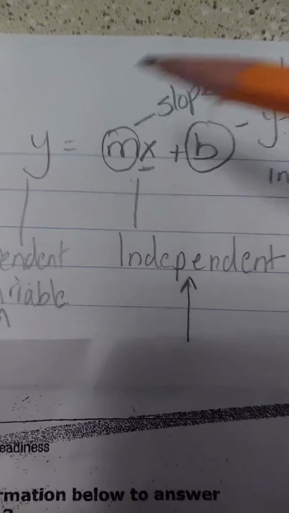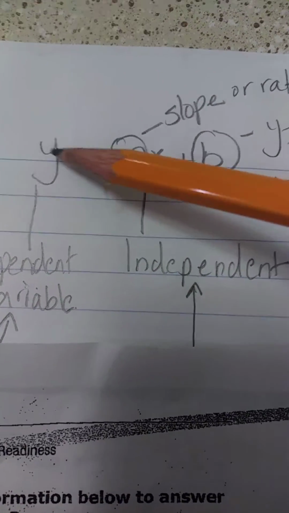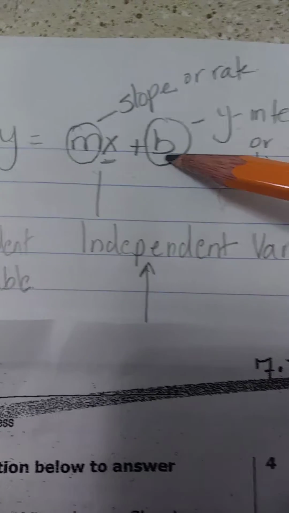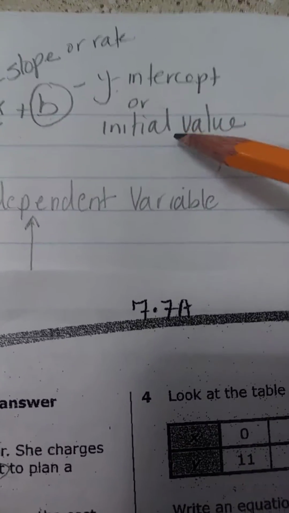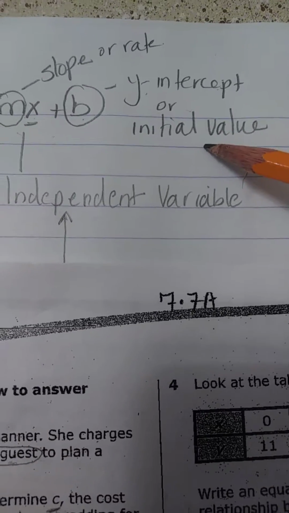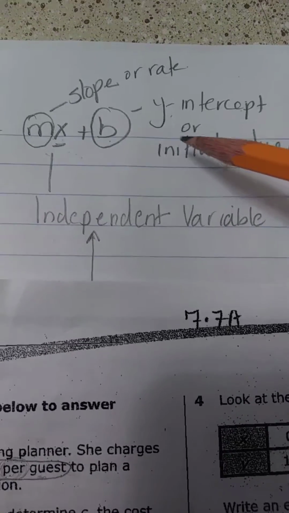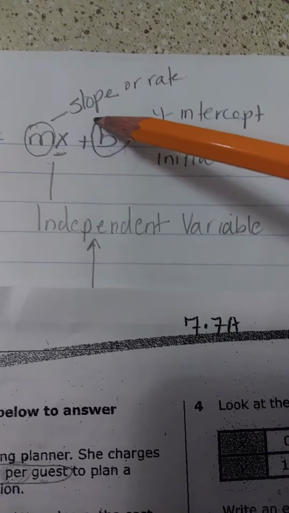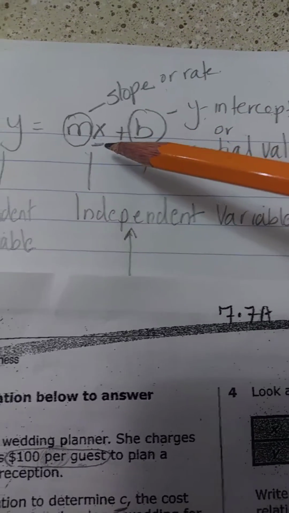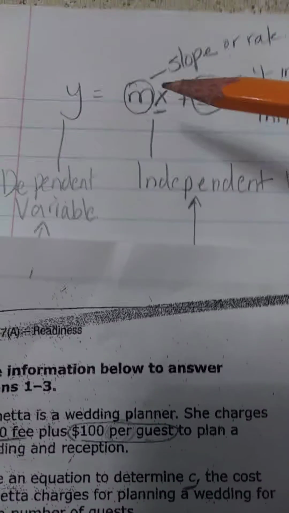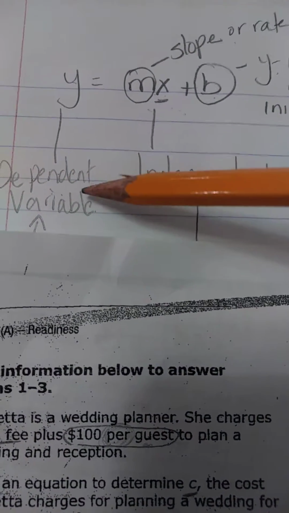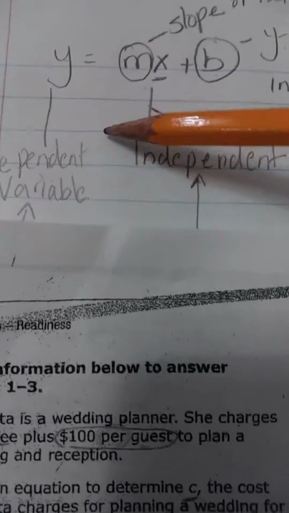Now, a linear equation is y is equal to mx plus b, where b is the y-intercept or initial value, and scholars, please write this down, m is the slope or rate. Our x is the independent variable, and our y is the dependent variable. Okay? So let's look at the problem again.